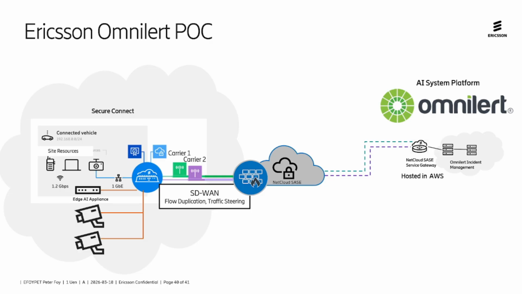So you can see where I've set up a POC here for the Omnilert demo. I have the Cradlepoint router. It's an R1900. It's connected to an Edge AI appliance supplied by Omnilert. A couple of cameras. Also on the other side, there are two WAN connections via two carriers. First thing we're going to do is set up a NetCloud SASE network that will enable the SD-WAN connection with flow duplication.